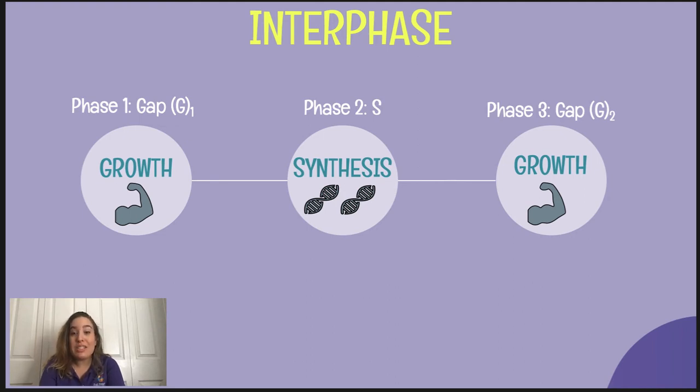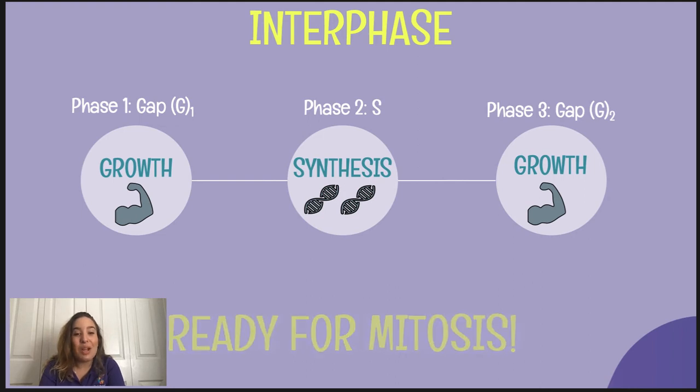In G1, the cell accumulates energy and chromosomal building blocks for S phase. During S phase, the cell's genetic material is duplicated. In G2, the cell grows and there is duplication of most cellular contents. Now the cell is ready for mitosis.